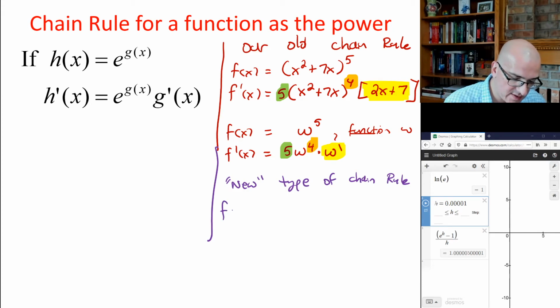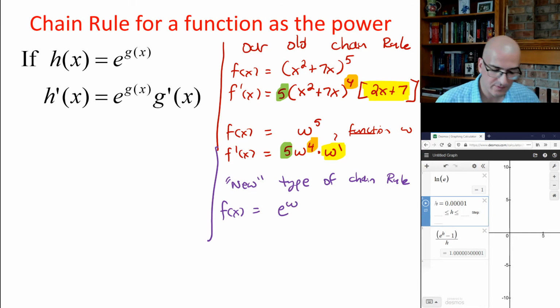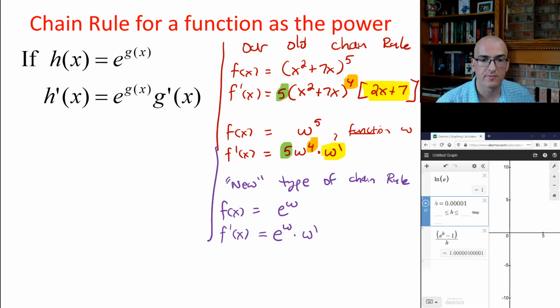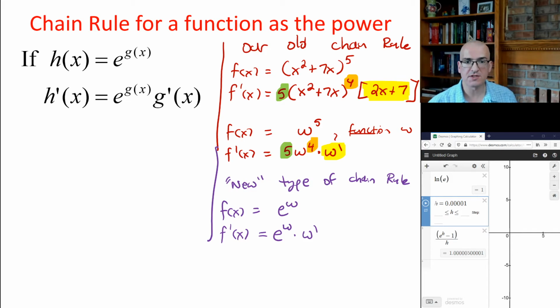If f of x is, let's say, e to the w. Well, the derivative of e to the x is e to the x. So when we take the derivative of this, we're going to get e to the w multiplied by w prime. It's just implicit differentiation with a different label.